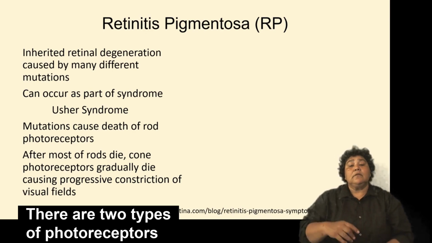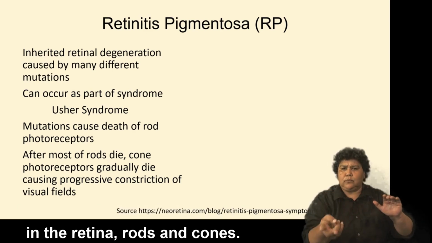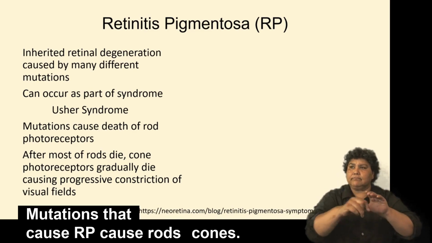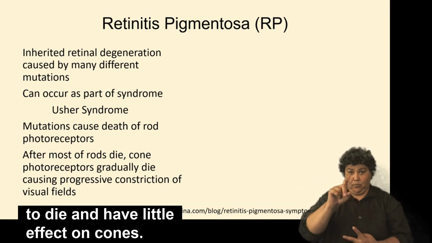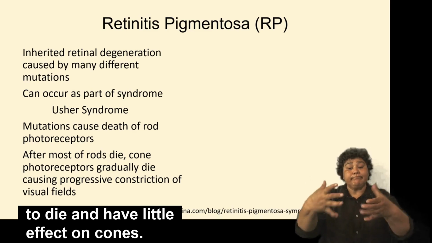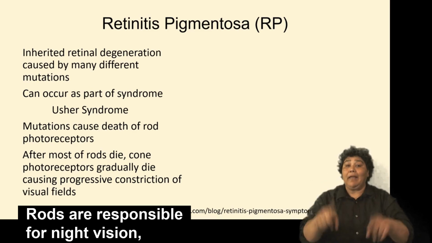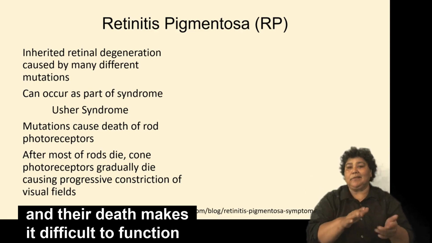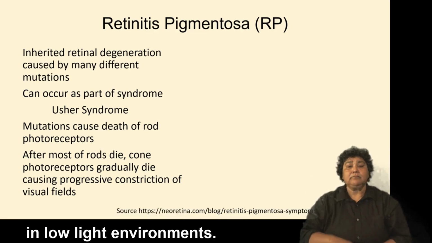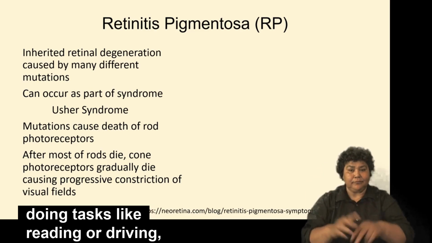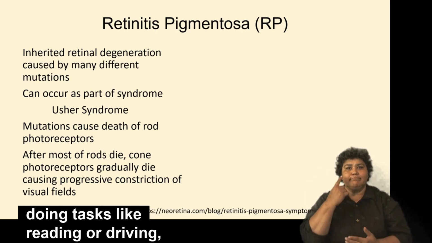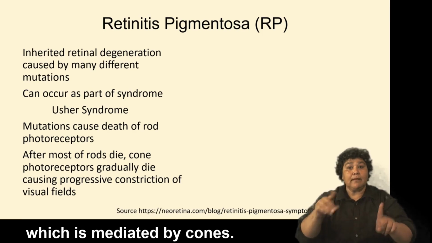There are two types of photoreceptors in the retina, rods and cones. Mutations that cause RP cause rods to die and have little effect on cones. Rods are responsible for night vision, and their death makes it difficult to function in low light environments. But there is little problem in good lighting doing tasks like reading or driving, which is mediated by cones.